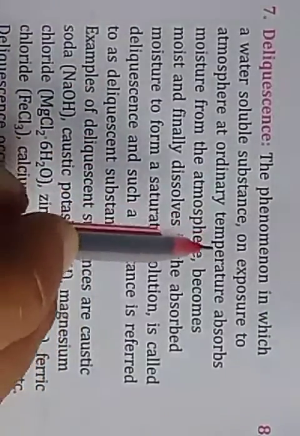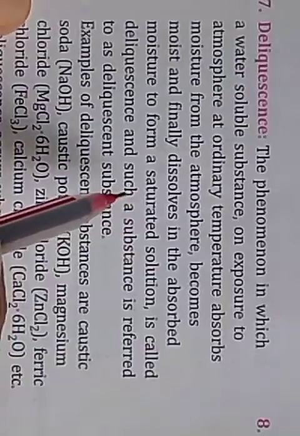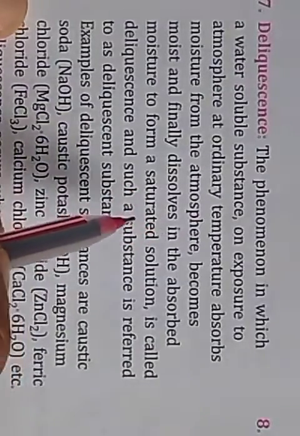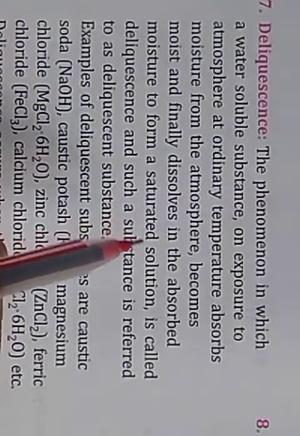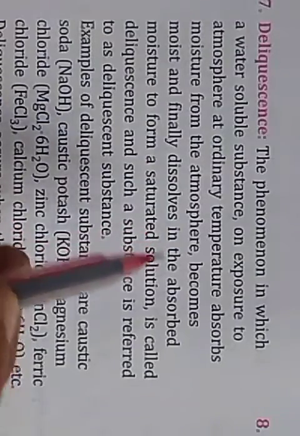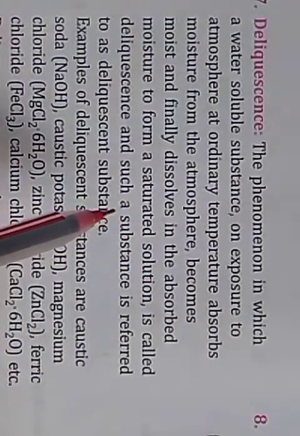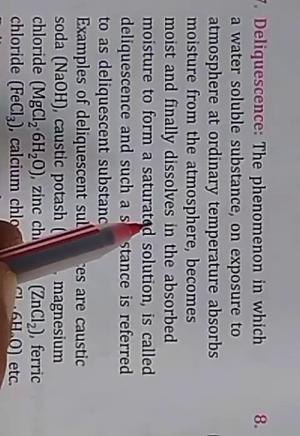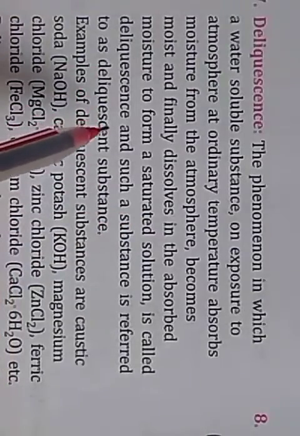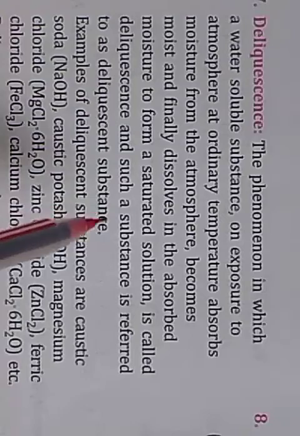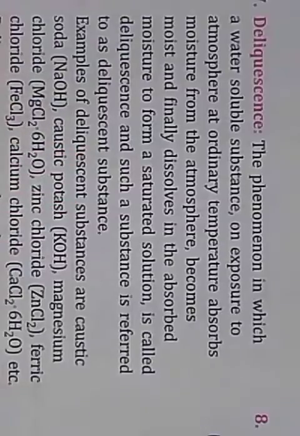So some water soluble salts, when exposed to the atmosphere at ordinary temperature, absorb moisture from the atmosphere, become moist and finally dissolve in the absorbed moisture and form a saturated solution. That property or phenomenon of a water soluble salt is called deliquescence, and that substance or salt is referred to as a deliquescent substance.